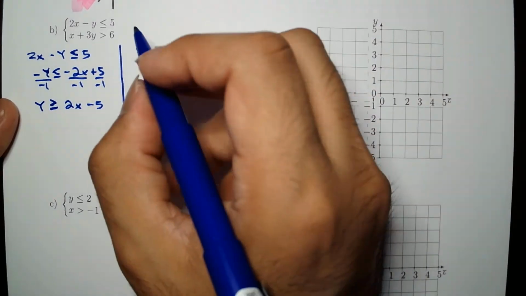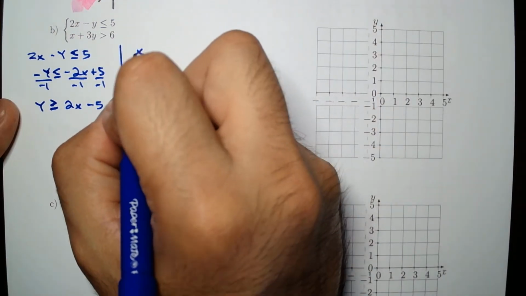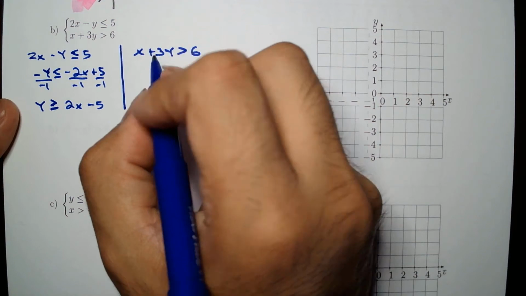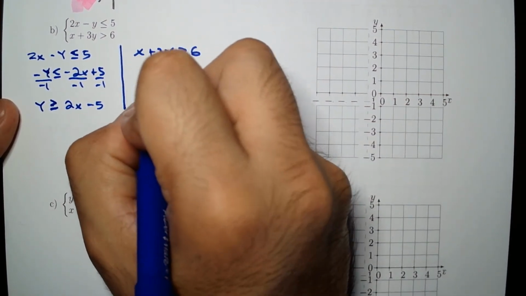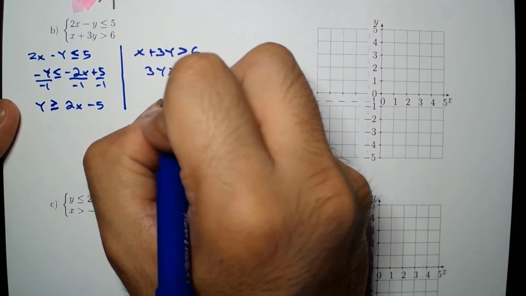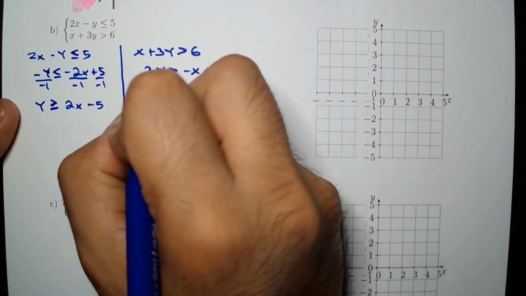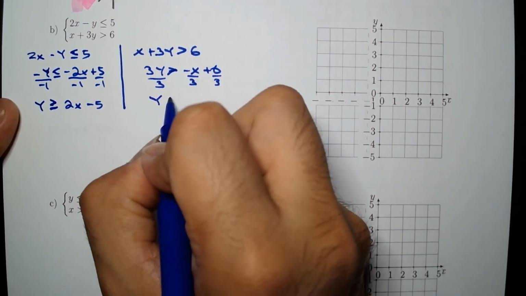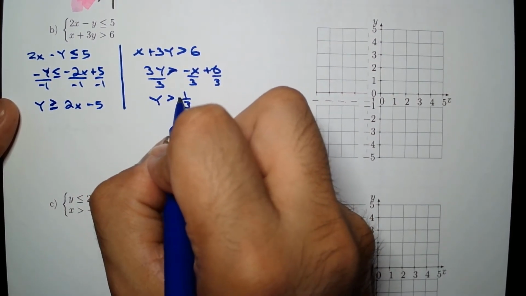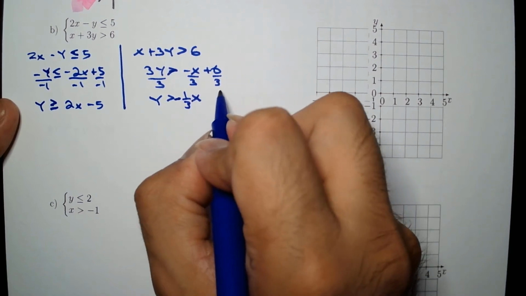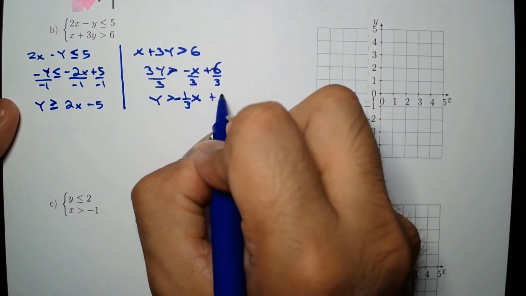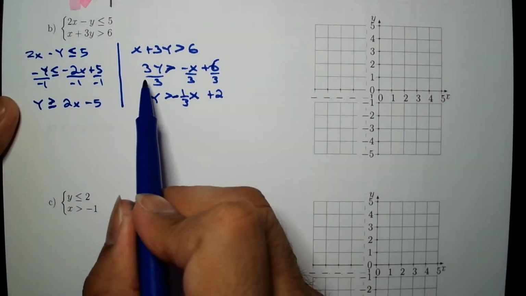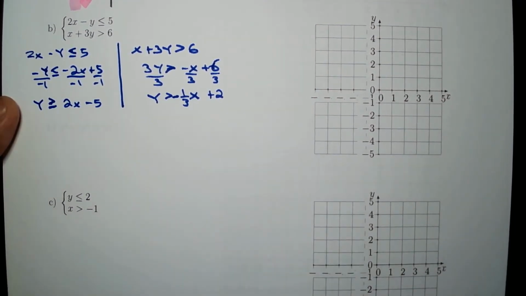All right. Let me do the same to the other one. So x plus 3y greater than 6. I'm going to move the x to the right hand side: 3y greater than negative x plus 6. And then divide both sides by 3. So y greater than, actually negative 1/3 x, and 6 divided by 3 is a plus 2. In this case, I didn't reverse the inequality sign because we didn't divide by a negative number.